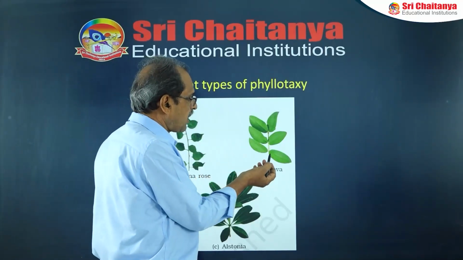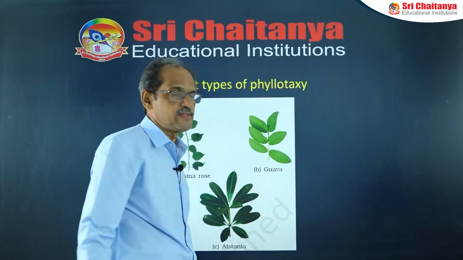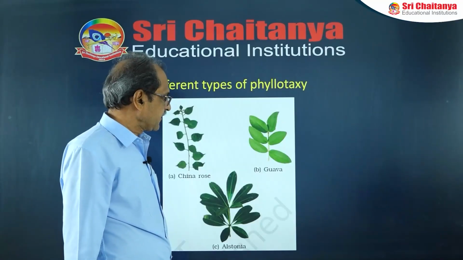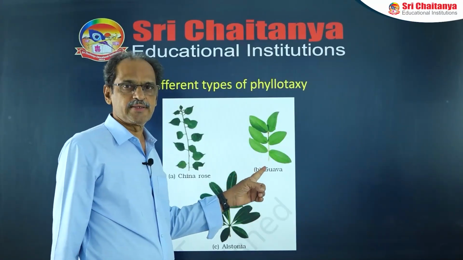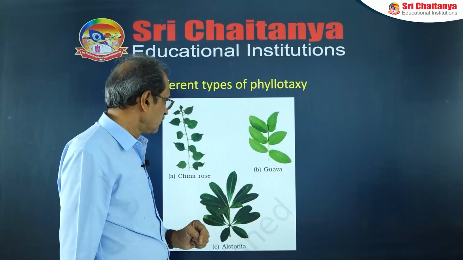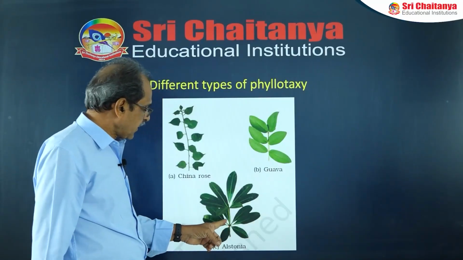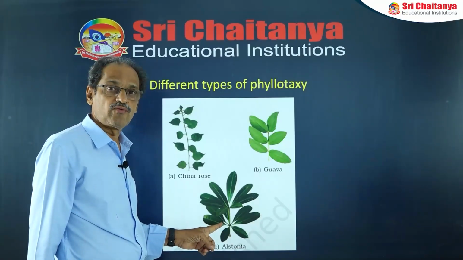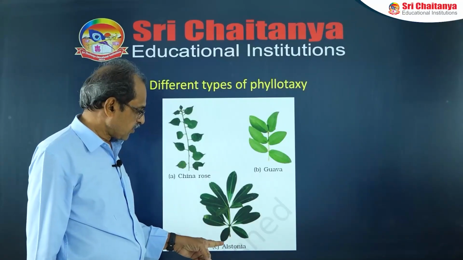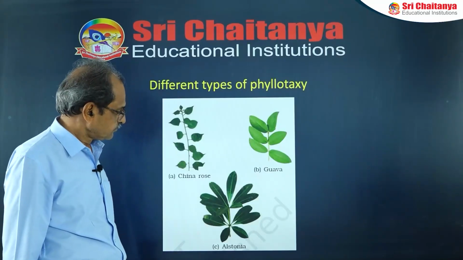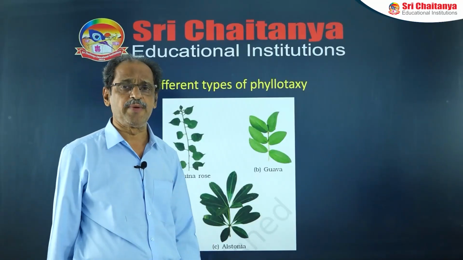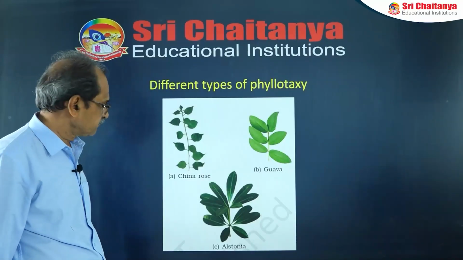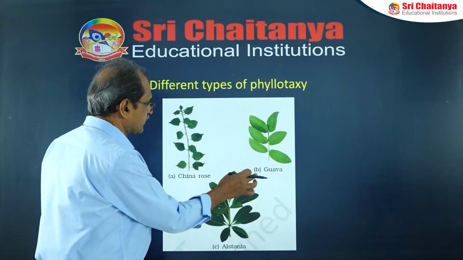Next, opposite phyllotaxy means at each node two leaves arise exactly opposite each other. That means the angle between two leaves is 180 degrees. This is called opposite phyllotaxy. Example, guava. And if more than two leaves arise at each node, then it is called whorled or circular phyllotaxy. The example quoted is Alstonia. In Alstonia, usually 7 leaves may arise at each node. That's why it is called Saptaparni or devil's tree. Anyway, this is regarding phyllotaxy.